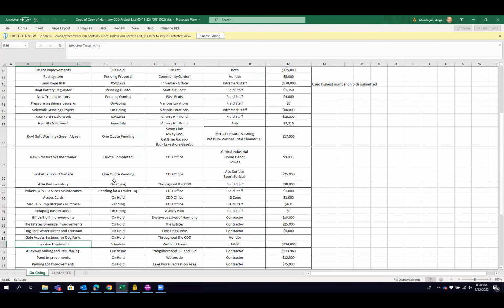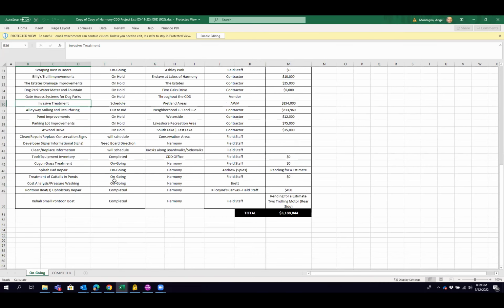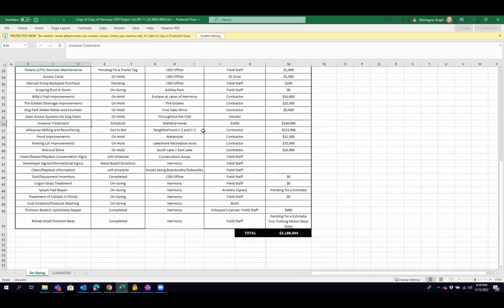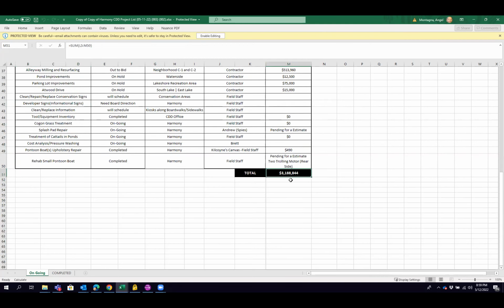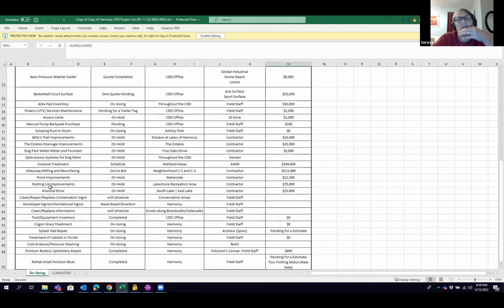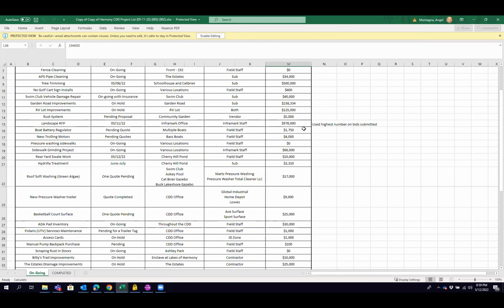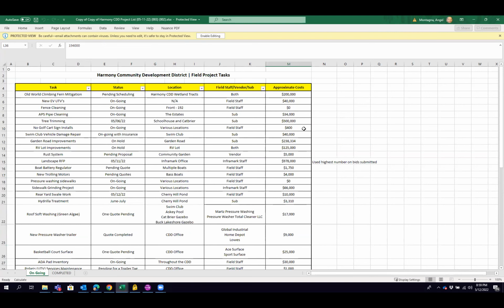This isn't the right one, is it? No, that's not what you sent us. I think the invasive treatments may be in there twice. That's what she sent us. No, that is what I sent, I thought. Yeah, it is. That's 3,188,000, accurate, right, David? Yeah, this is current. It's correct. Okay, are we sure that the invasive treatment is not in there twice? I'm looking, there's one. There's 2 different invasive treatments listed.